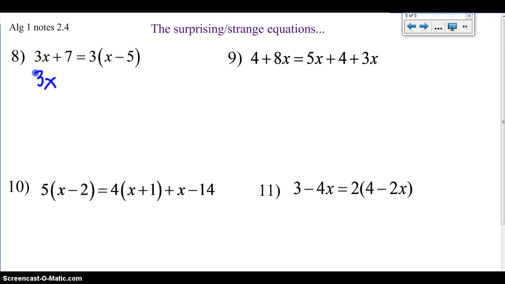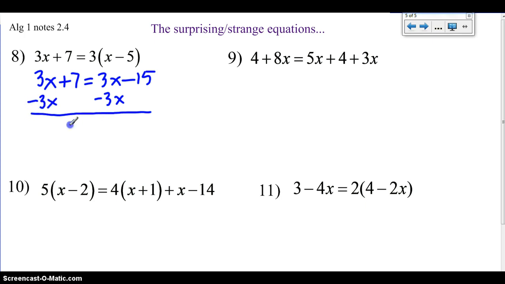Number 8 first. 3x plus 7 equals, and let's distribute, 3x minus 15. So far, so good. No problems. All right, let's move our variable. We can subtract 3x from both sides, and all of a sudden it gets really weird because 3x minus 3x is 0. Just leaves us with 7 over there. And on the right, we have the same situation. 7 equals negative 15. Now, in the particular universe we live in, that cannot happen. And when we run into a situation like that, we just simply say no solution.